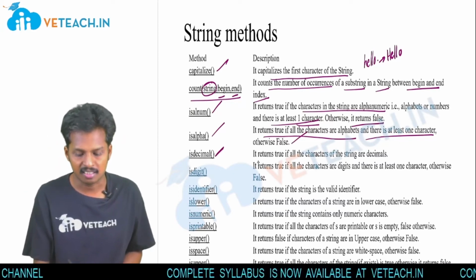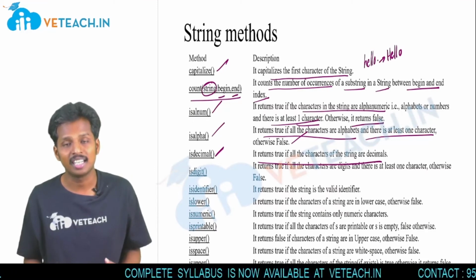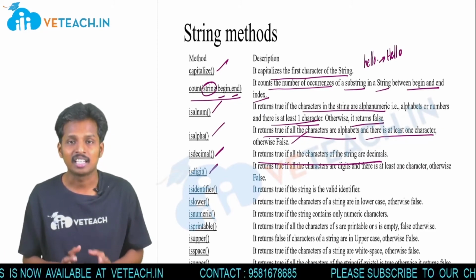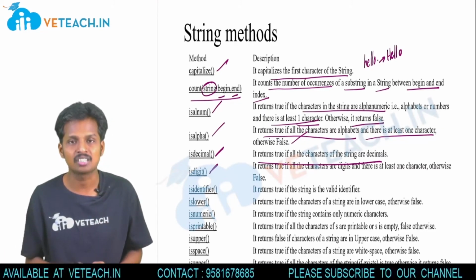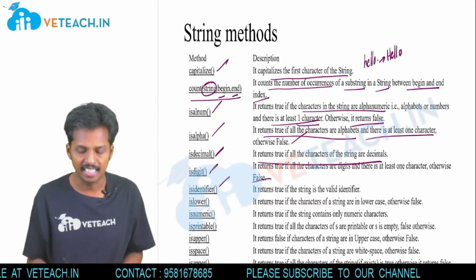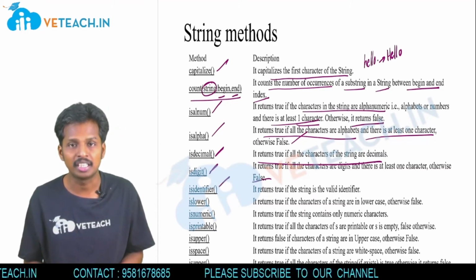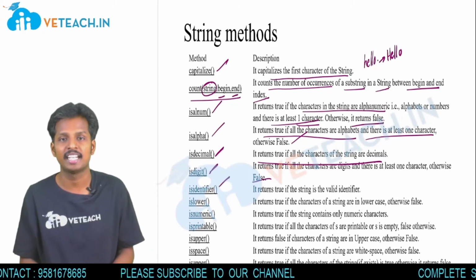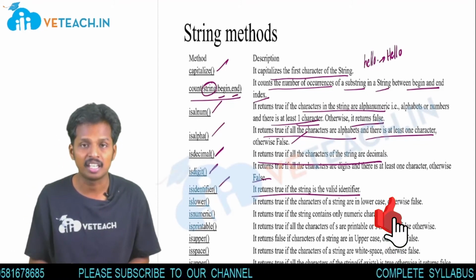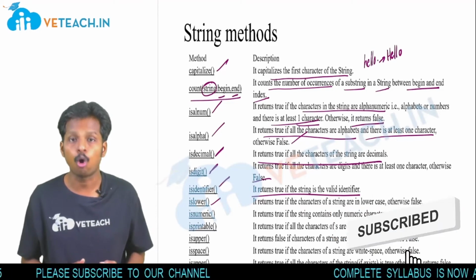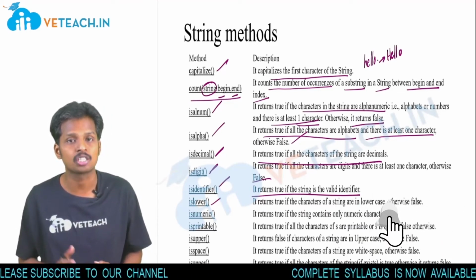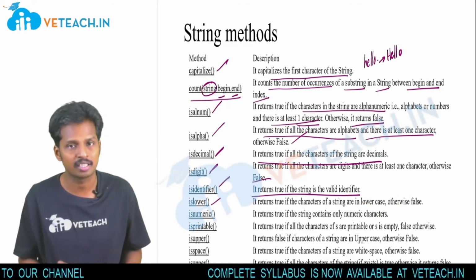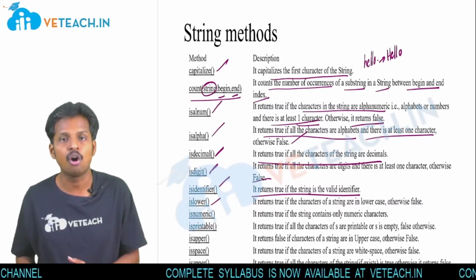Isdecimal. It returns true if the characters in the string are decimal numbers. Isdigit checks whether the string contains digits. It returns true if it contains digits. It returns false if it does not contain digits. Isidentifier. If it is a valid identifier, it's going to return true. There are some rules for writing valid identifiers. If they follow the identifier rules, it's going to return true, otherwise it returns false. Next, islower checks whether all the characters in the string are lowercase or not. If any one of the characters is in uppercase, it's going to return false. It returns true if all the characters in the string are lowercase.